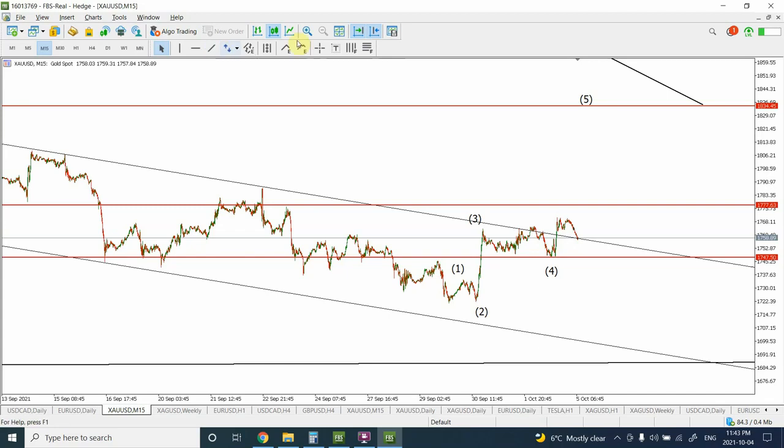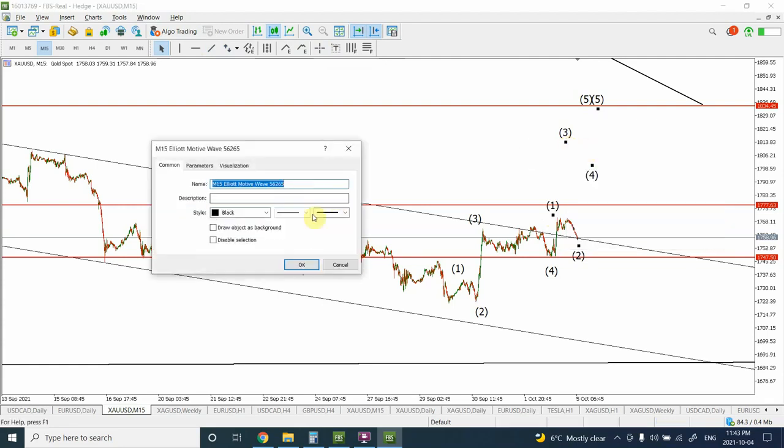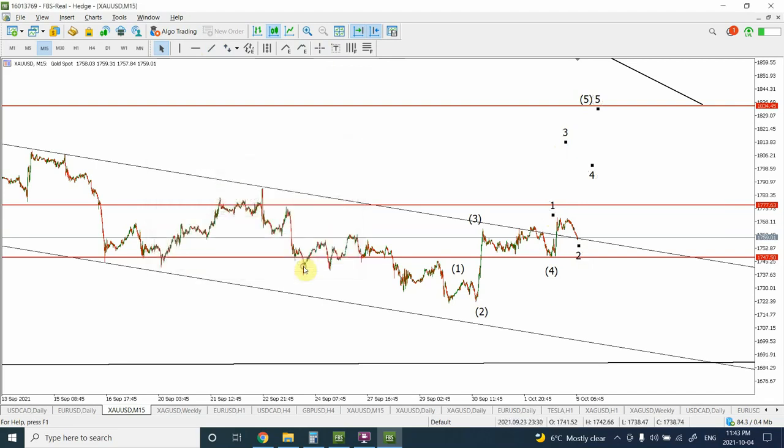Let's have a look. I want to draw another 5 wave structure within it. It is smaller wave 1 and smaller 2 and smaller 3 and smaller 4 and smaller 5. Okay, let me change the labeling of it. Parameters and intermediate, which is smaller than minor. Okay, here you go.